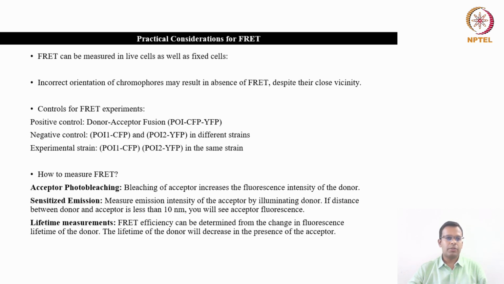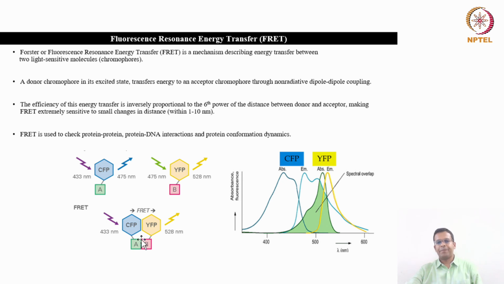So what it shows, coming back to this diagram: consider that protein A and B are interacting, and that's why the CFP and YFP are in close proximity. If you excite this CFP at 433 nanometer, you will see fluorescence in the 528 nanometer channel, but you will not see the CFP fluorescence at 475 nanometer. Now, to measure whether these two proteins are interacting or not, the first method is known as acceptor photobleaching. This YFP is the acceptor, so you photobleach it.